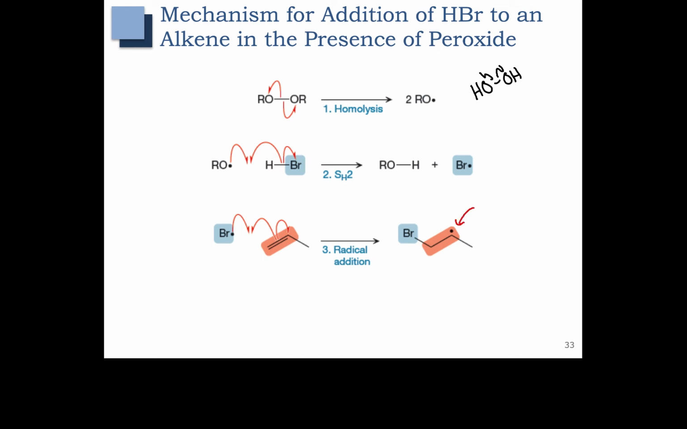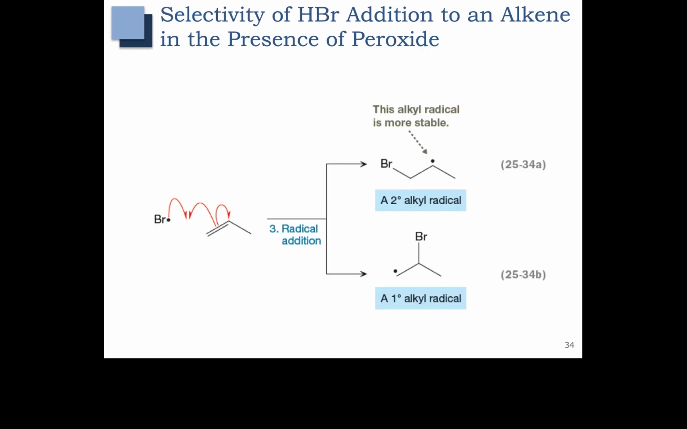This radical that we formed is secondary as opposed to a possible primary radical. Finally, another SH2 step happens where the radical that we just formed reacts with HBr to give our product and regenerate bromine radical. This slide gives us more detail into why we get the anti-Markovnikov product versus the Markovnikov product.